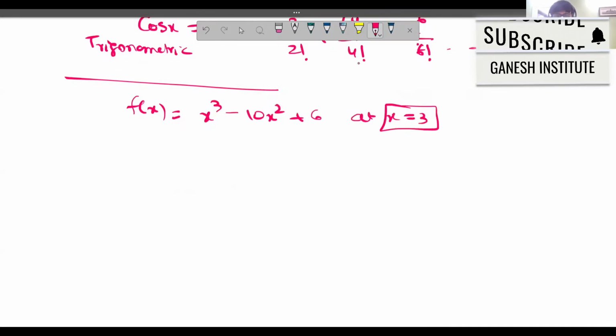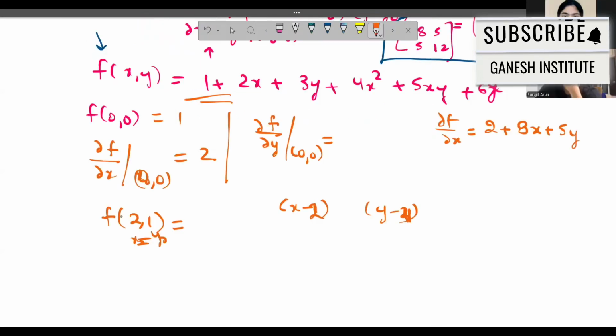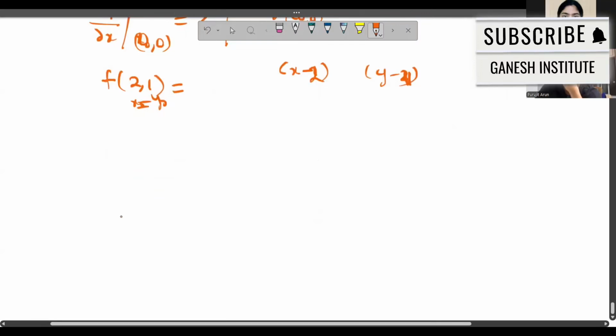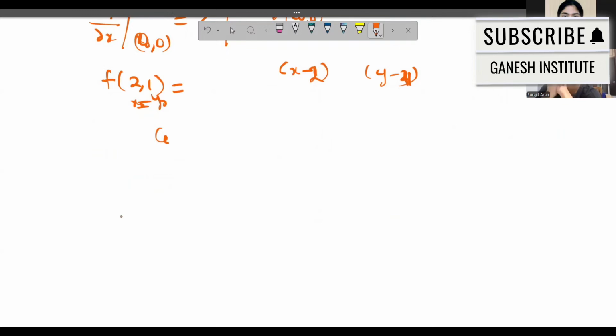Now you need to find out the Taylor expansion for x equals 3. Is it doable? I can, yeah. Okay. Now when you got it, if you remember you asked me in the last class, ma'am, if I have to find out the geometrical significance of convexity and concavity, how will we do that?